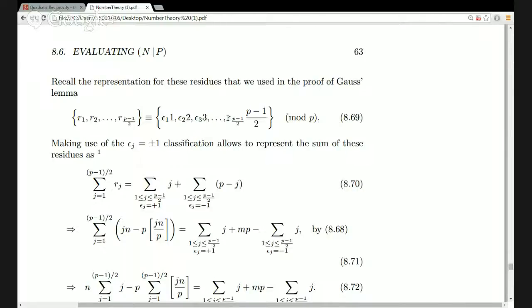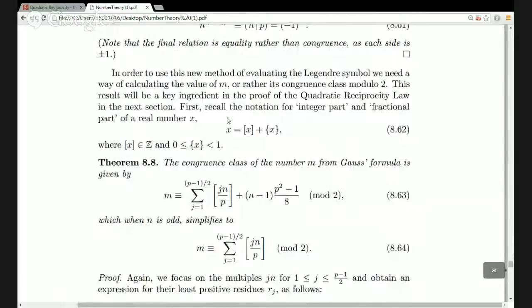By forming this summation quantity, we want to bring out m. We want to make the integer m emerge out of the expression so we can get a modulo 2 result, or a modulo 2 equation for m, which is what the theorem is. It says m is congruent to something modulo 2, and we want to get it in terms of these floors of jn over p.